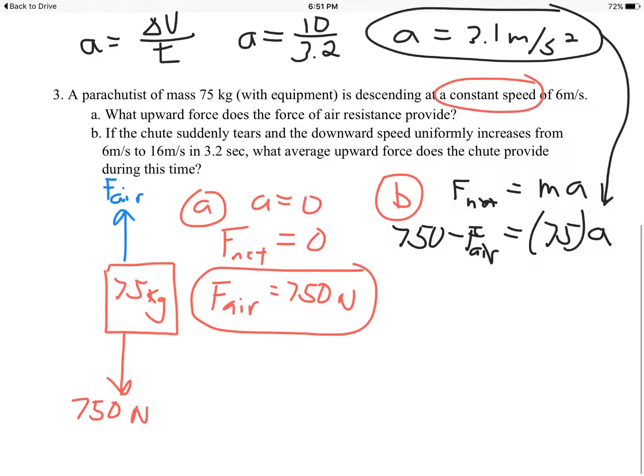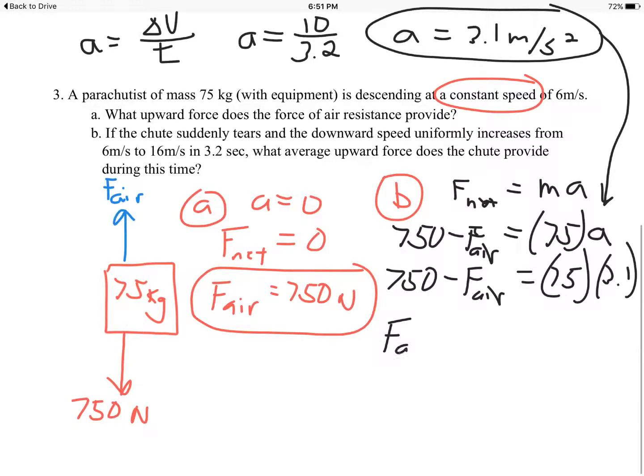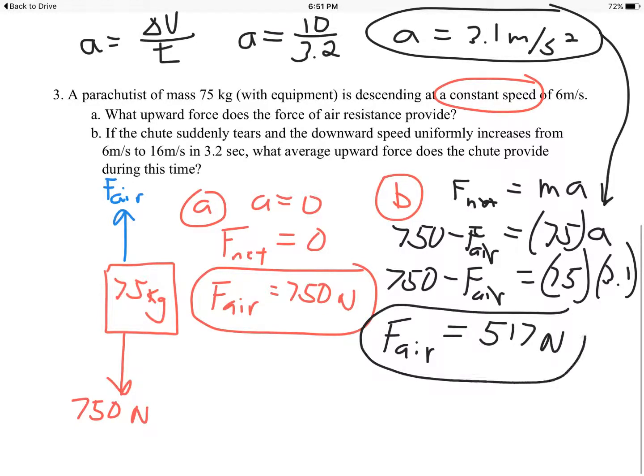We're home free, the parachutist is not. 750 minus the force of air equals 75 times 3.1. That's 3.1 there. And if you just punch that all in your calculator, you get the force of air, the air resistance force is 517 newtons in the upward direction.